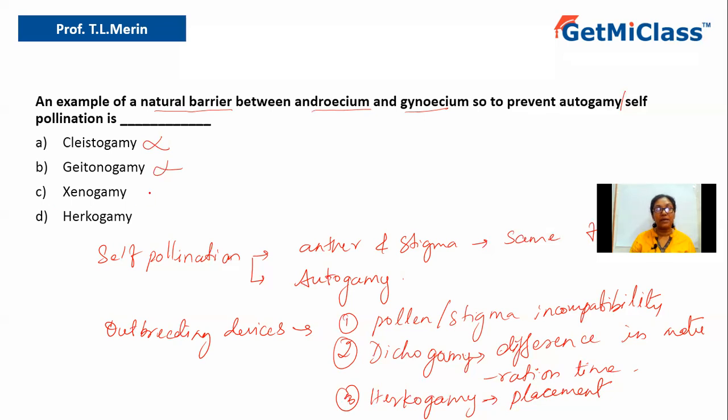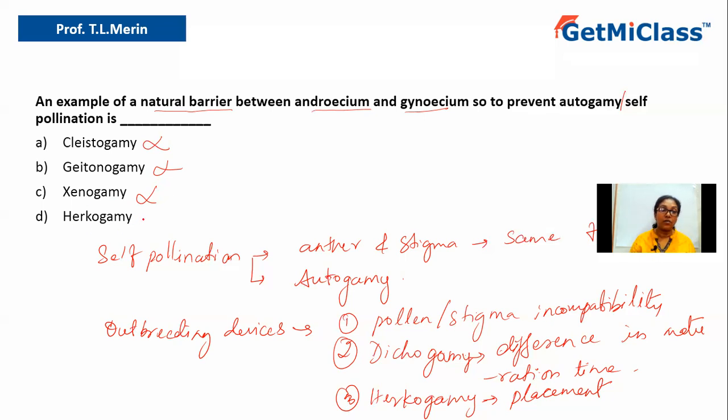Now, xenogamy happens between two different plants of the same species. That is, the pollen grains of one flower of one plant get pollinated onto the stigma of another flower of another plant, but of the same species. So here they are not talking about any barrier. They are just telling how pollination occurs between two different plants of the same species.